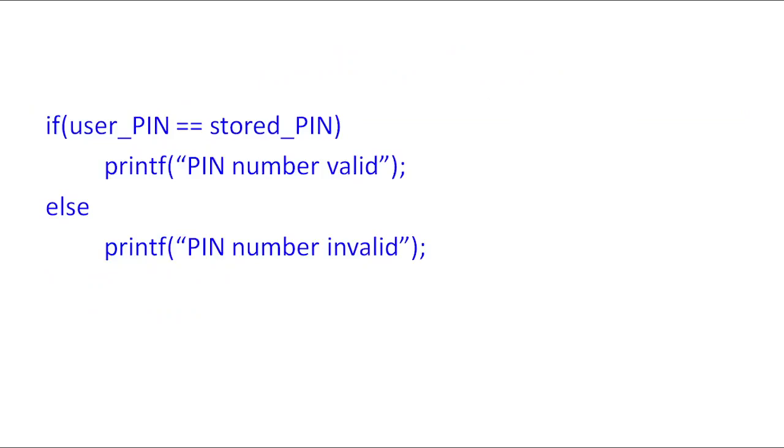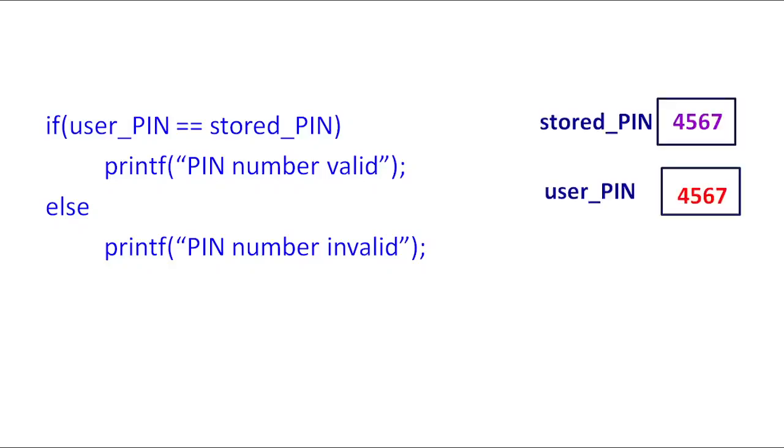This is the sample code for the PIN number verification. Using the if statement, we compare the two PIN numbers with the help of the equal to operator. Since our aim is to find whether they are equal or not, we have used the equal to operator. Consider the actual PIN number and the user entered PIN number as 4567. They are compared using the equal to operator, and since they are equal, the first printf will be executed, so the output will be PIN number valid.